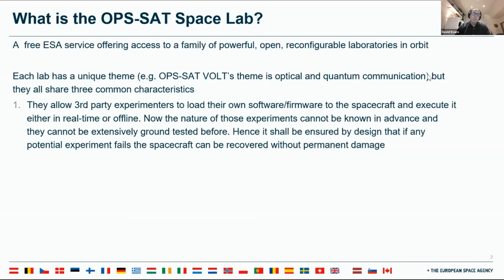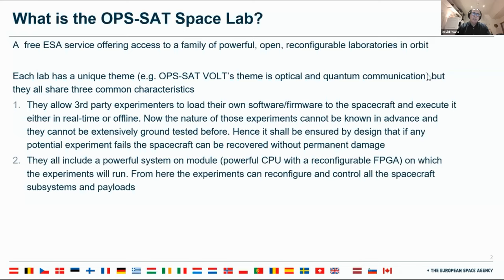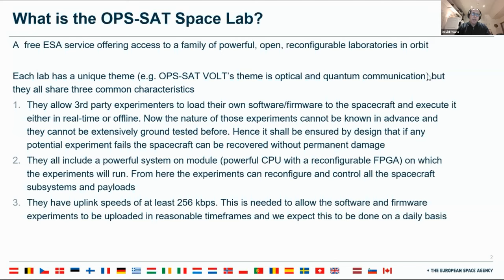This has implications for the design. It has to be designed correctly because the experiments will go wrong, and the spacecraft on the ground had better be prepared for that. The idea is to be able to recover it, but not necessarily to damage it. Central to the system is a powerful CPU with a reconfigurable FPGA, which we'll come to later. We also require a very high uplink speed compared to normal spacecraft, because we are changing the software and firmware on a daily basis.